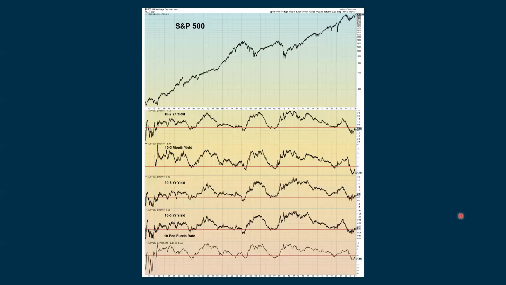And then we keep an eye on the yield curve. The two most important ones are the 10 to the 2-year, which still remains inverted, and the 10 to the 3-month, which is also inverted. I have another couple of yield curves on here, but they're positive now, and they're really not all that influential.